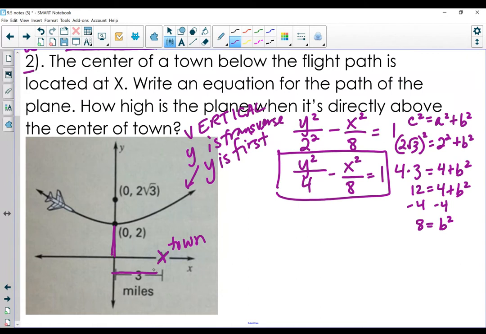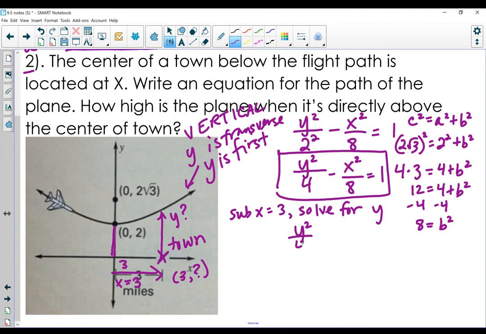So the town is 3 miles to the right. To me, that really says x is equal to 3. If I want to know how high this plane is, I am really looking for the y coordinate. So I'm looking for (3, something). That's going to be a point on that hyperbola. So I'm going to substitute x equals 3, and then I'm going to solve for y. So now I have y squared over 4 minus 3 squared over 8 equals 1.